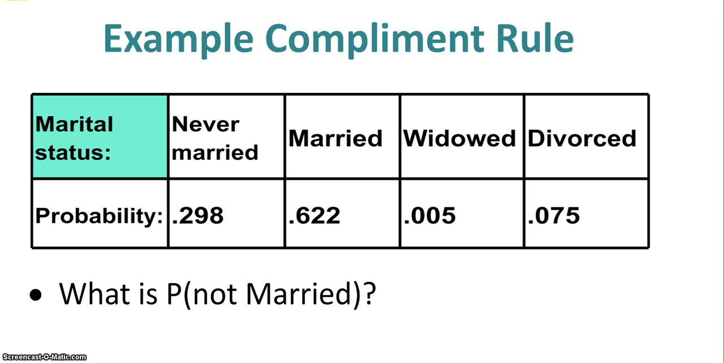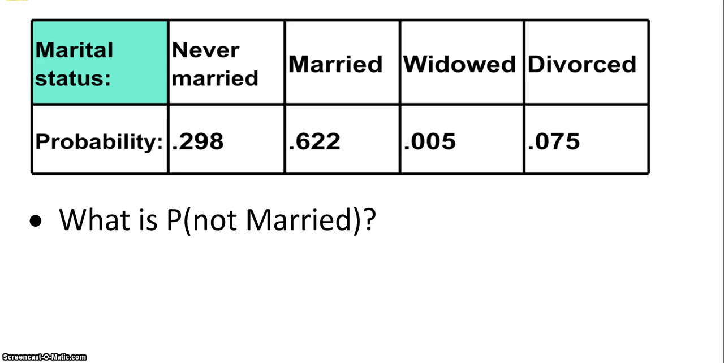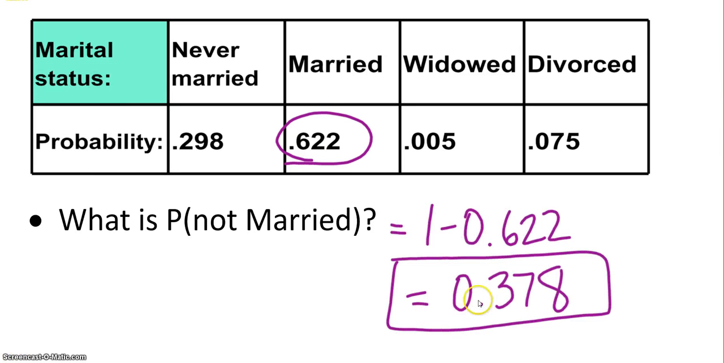All right, going back and looking at our marital status example, what is the probability of not married? What we have to do here is look at the people who are married, so you simply do 1 minus 0.622 and you get 0.378. If you were to add the never married, widowed, and divorced, you would get the same number.